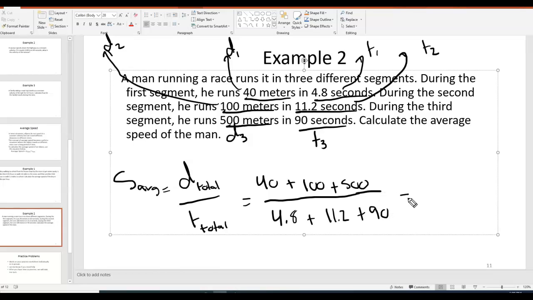Okay, and so this is what you should have, and then all you have to do is plug this into the calculator, add up all the numbers on the top and all the numbers on the bottom, and divide. And if you do that correctly, and hopefully I did this correctly, you should get 6.04 meters per second, and it's meters per second because I'm dividing the distance in meters by the time in seconds. And so hopefully that's the answer you got.